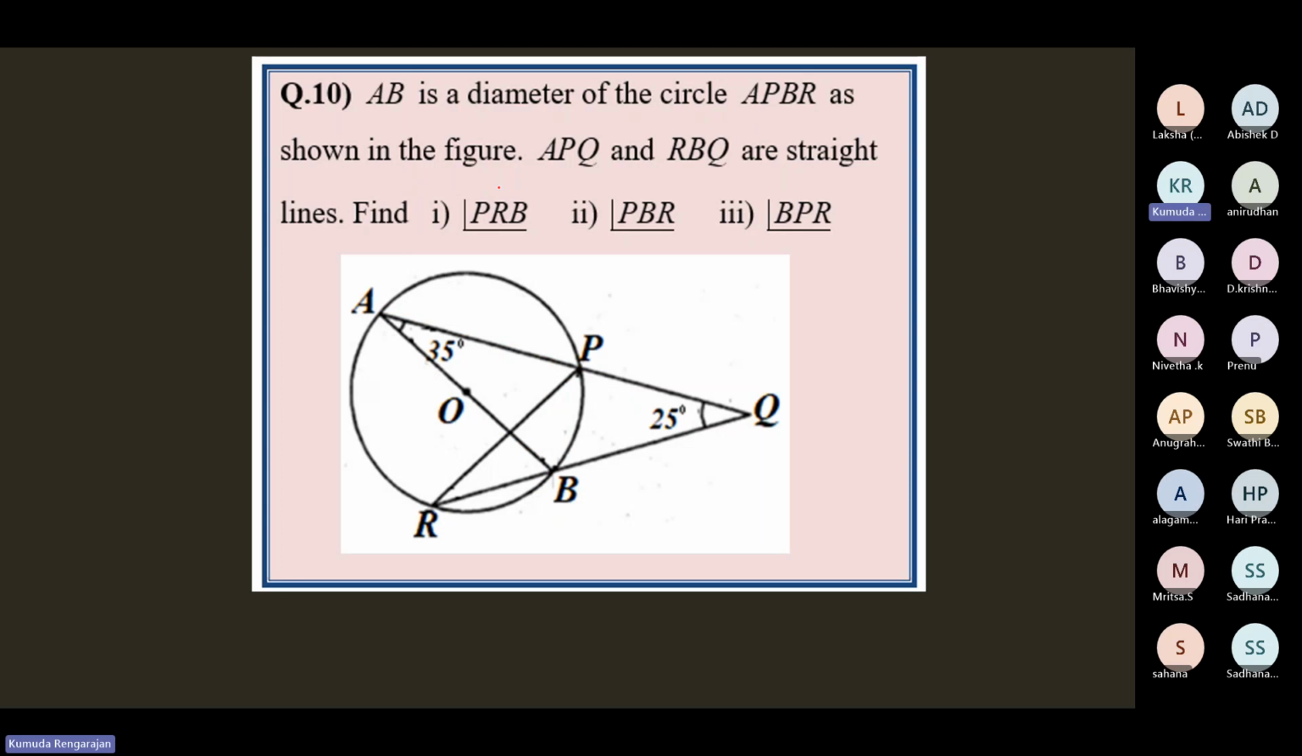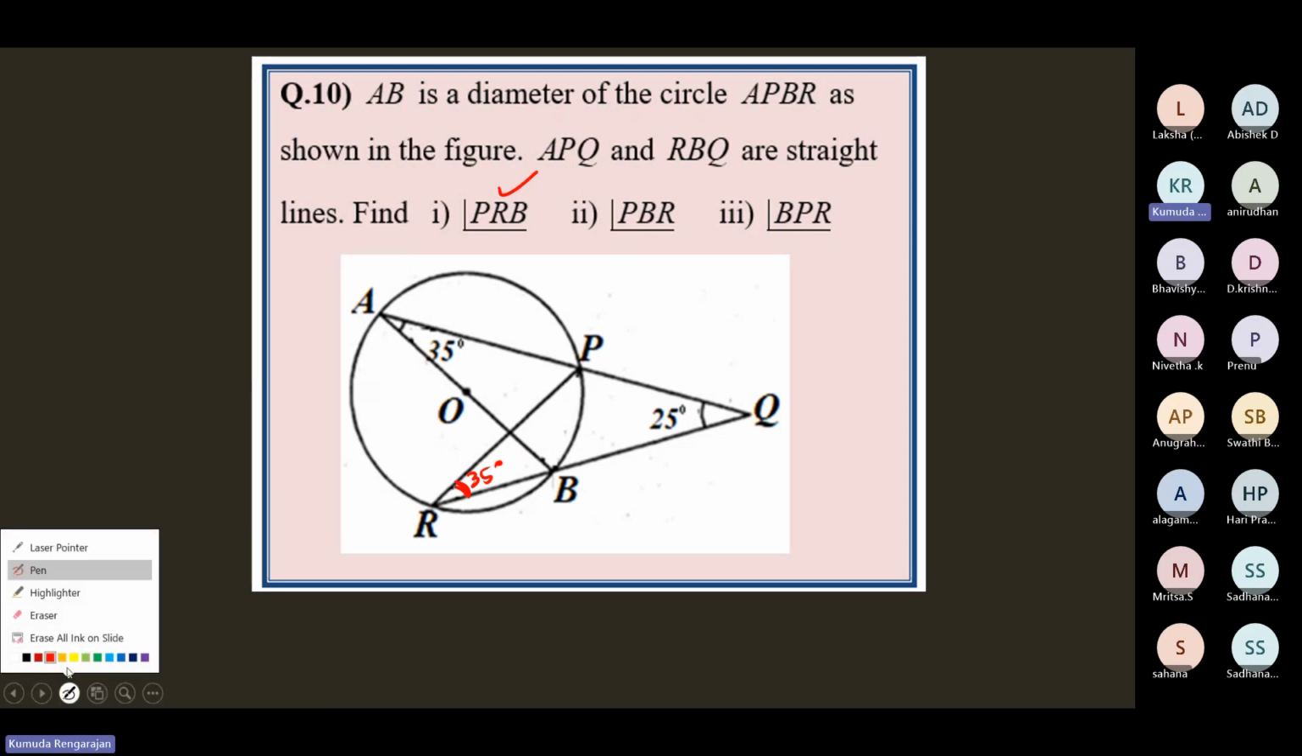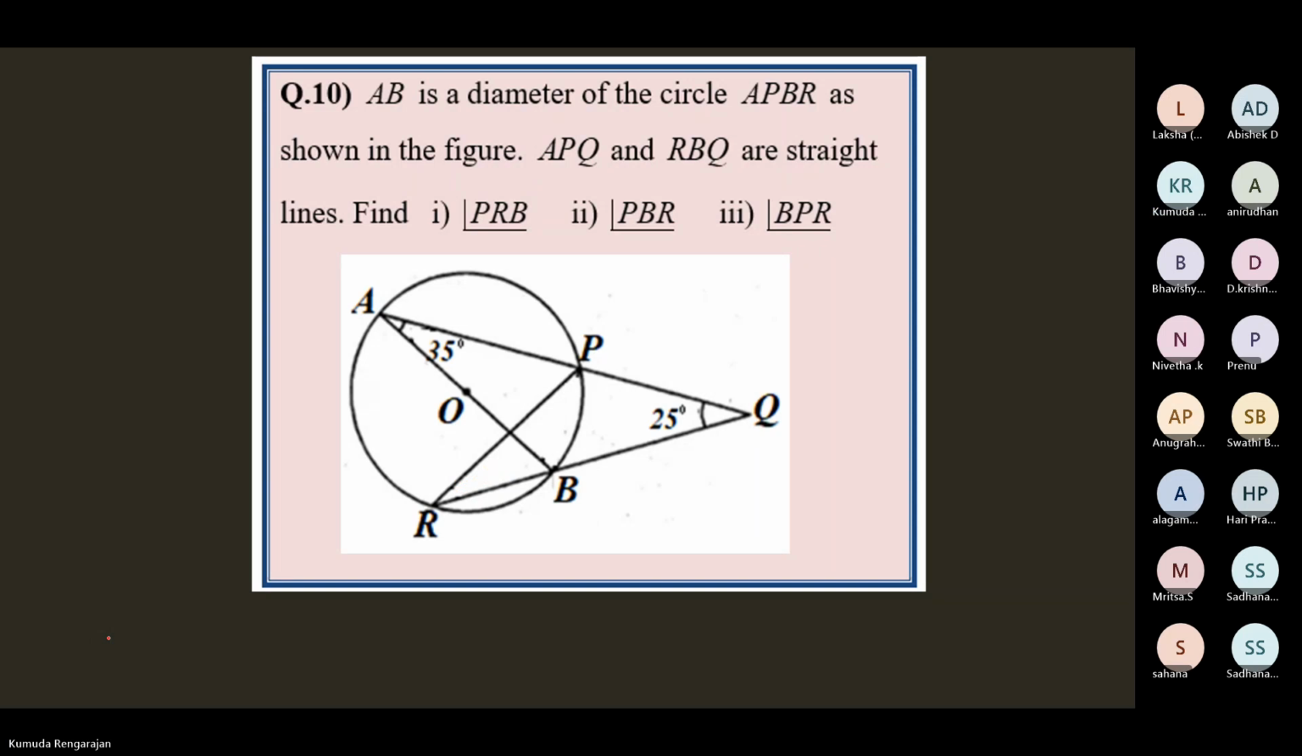First, we had to find PRB. This one. PAB, PRB. So 35 degrees. So this was easy. Or direct. Instead of saying easy, that was direct. PAB, PRB. The reason is angles in the same segment of a circle are equal.